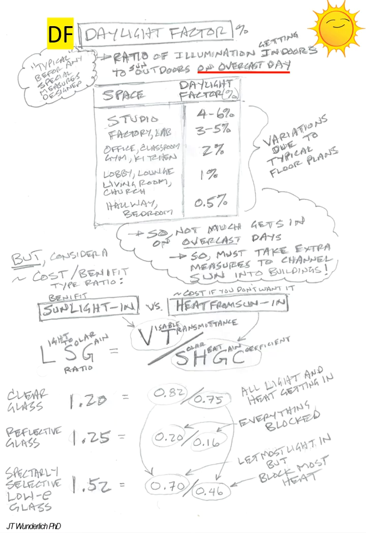So the basic idea is for studios 4 to 6%, 2% offices, lobbies 1, hallways, bedrooms less 1.5%, and of course varies by floor plans. So you need to take extra measures to channel the light in the building, or you're going to have artificial lighting, which you will in most cases, but optimally you could get away with just natural lighting during a large percentage of the time.